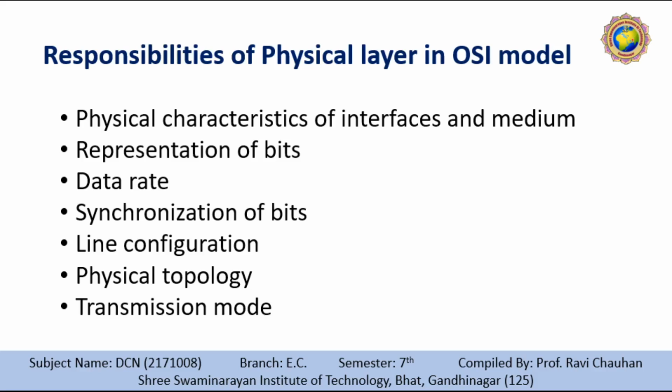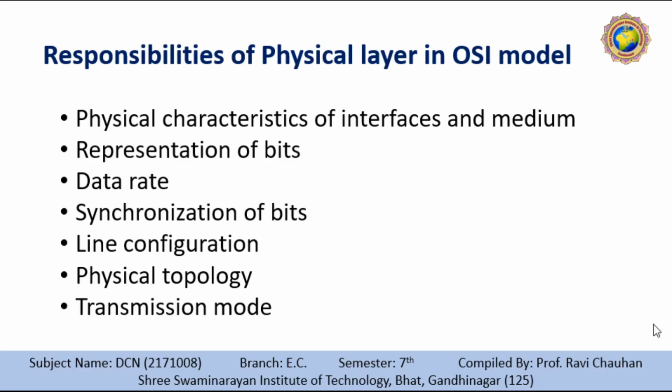Next is physical topology. The physical topology defines how devices are connected to make a network. Just like we have seen in our previous sessions, different types of topology are used to define a particular network, such as star topology, mesh topology, ring topology, bus topology, or a hybrid topology.